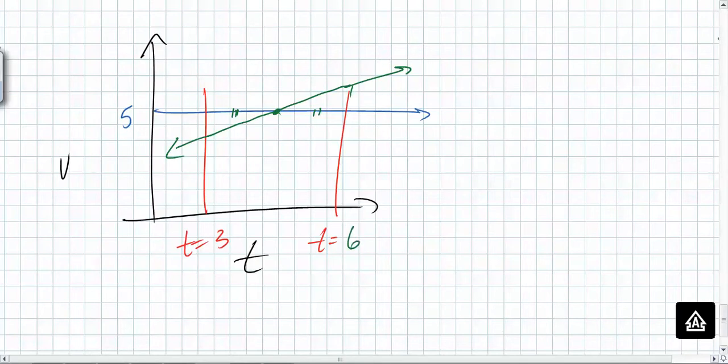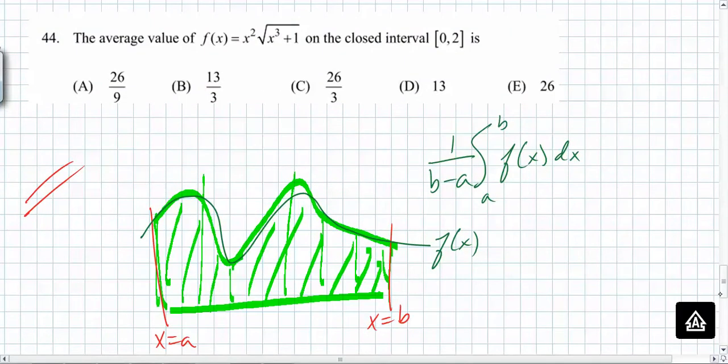It's still 5, because what did I do? I took this amount and subtracted it and then added that much. So has the overall area under the curve changed? No, the width has stayed the same. The area under the curve has stayed the same. So therefore, the average velocity is 5, exactly. So the idea here is all you're doing is finding the area under the curve and dividing by the width to find the average value.